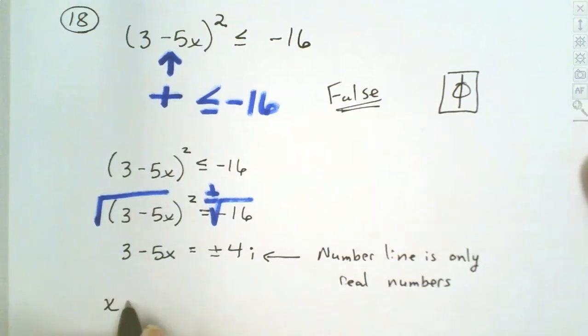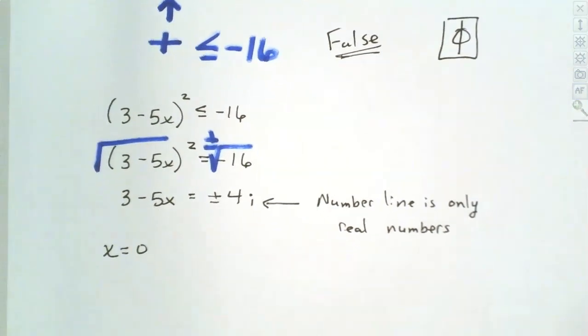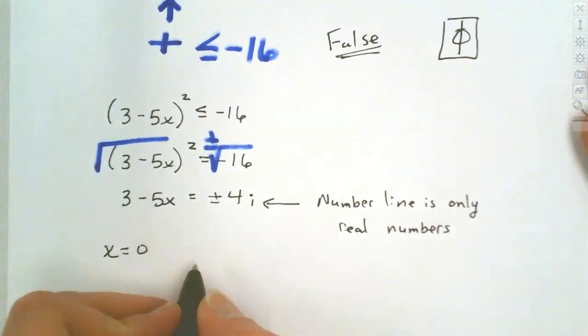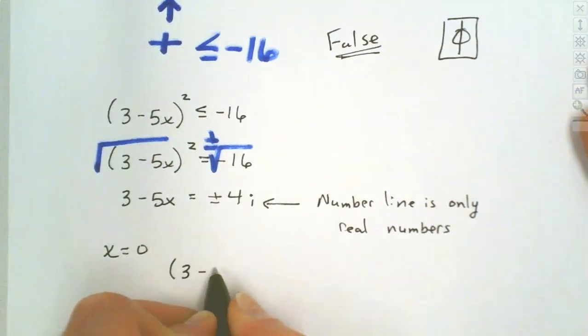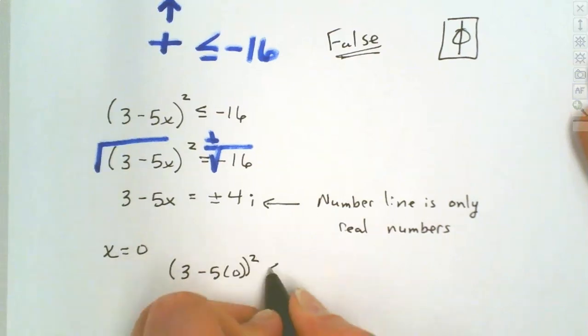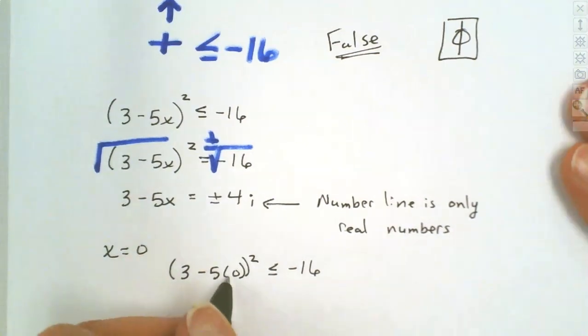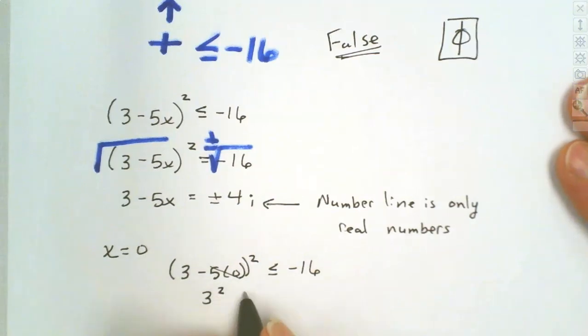So we're going to go back and check x equals 0, because you've got to check a number to see if it's true or false. We already know it's false, but let's go back and check. This is another way of looking at it. If I plug in any number, I'm going to choose 0 because 0 is easy. Negative 5 times 0 is 0, so we're left with 3 squared.